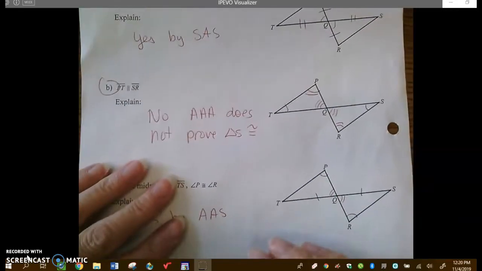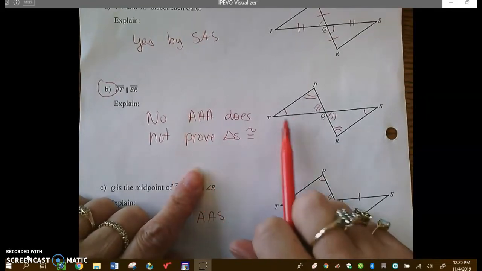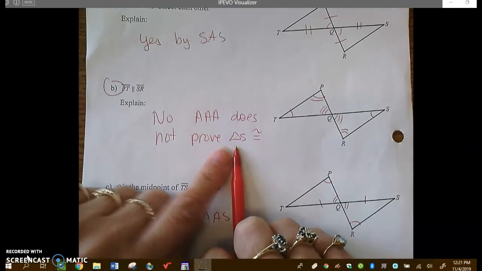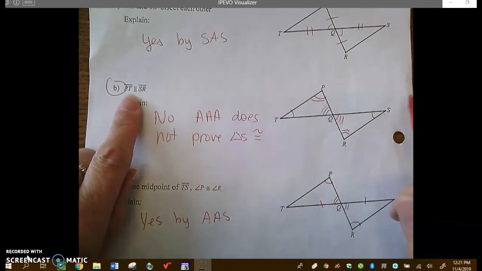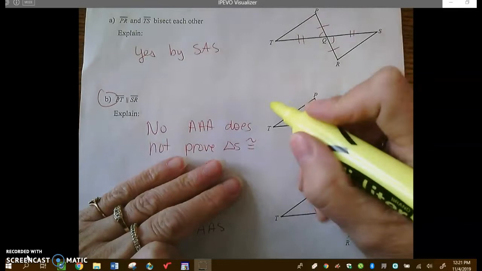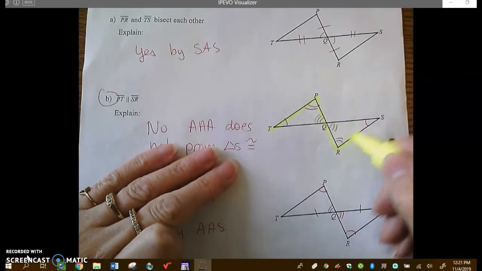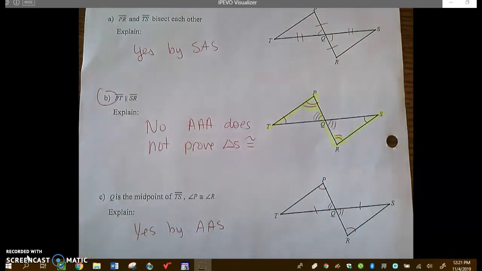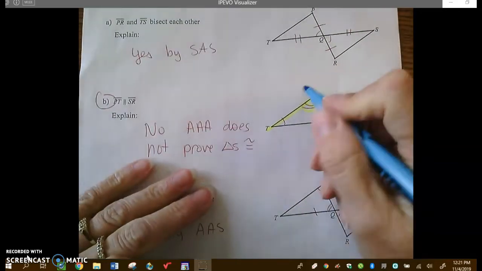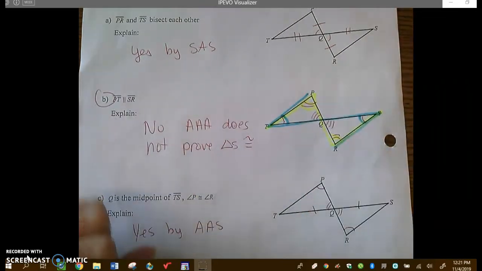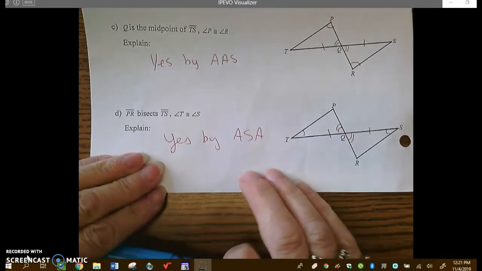Here's the answers to the back. B turned out to be angle, angle, angle, which is not a way to prove triangles are congruent. So from that given, if you have parallel lines cut by a transversal, remember you can look for the Z. There's a Z this way, so you can get your alternate interior angles congruent. And there was another Z. The Z goes this way, so you can get the corners of the blue Z congruent also. All right, C was yes by angle, angle, side. D was yes by angle, side, angle.